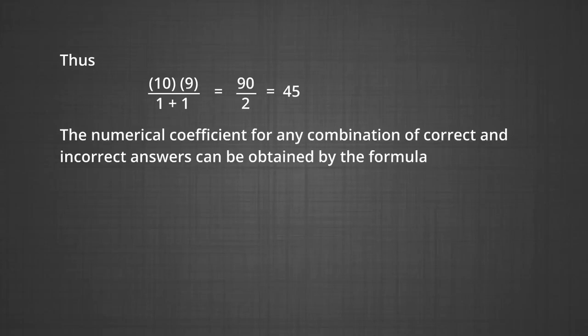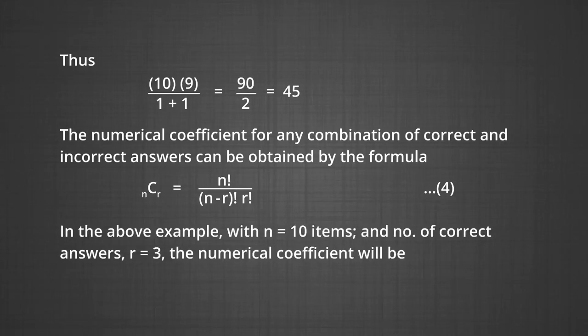The numerical coefficient for any combination of correct and incorrect answers can be obtained by the formula nCr is equal to n factorial upon n minus r factorial times r factorial. In the above example, with n equal to 10 items and the number of correct answers r equal to 3, the numerical coefficient would be 10C3, which is equal to 10 factorial upon 10 minus 3 factorial times 3 factorial, which is equal to 120.